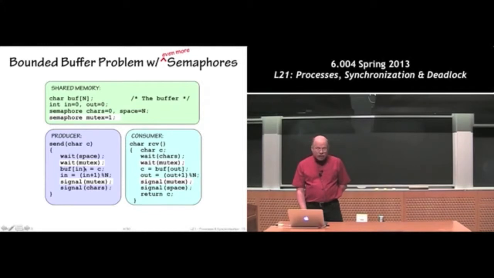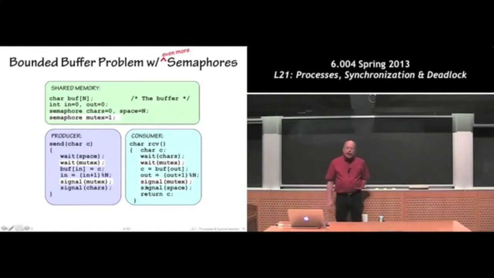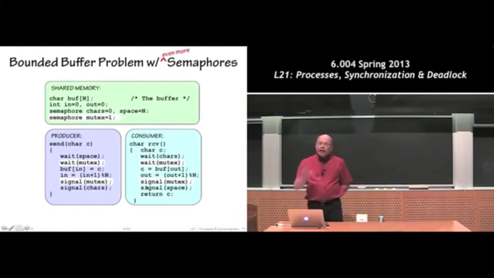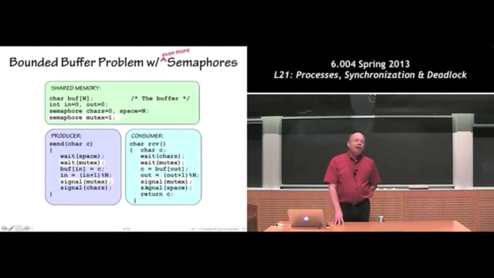So any of the producers that are busy manipulating the in pointer are waiting on the mutex. And any consumers that want to manipulate the out pointer use the mutex to guarantee that more than one consumer isn't in that critical code at the same time. So this code actually implements an unnecessary precedence constraint. What is that unnecessary constraint?